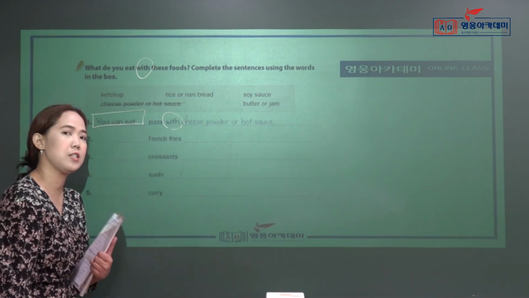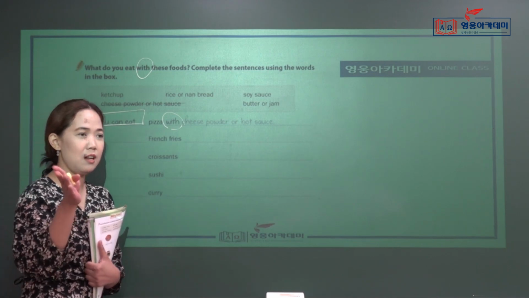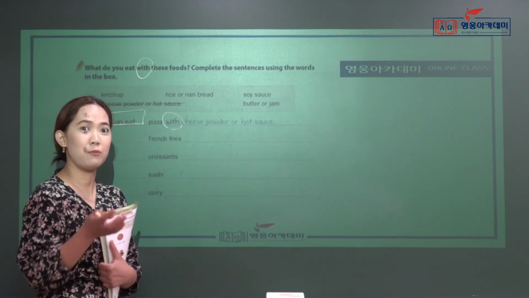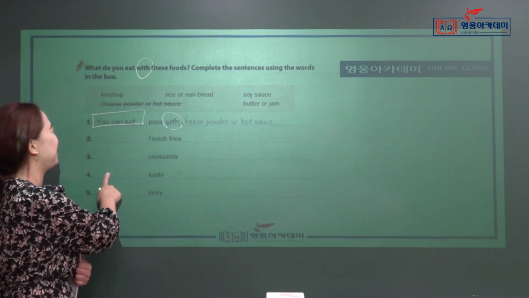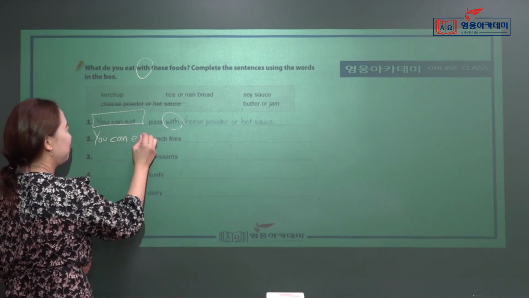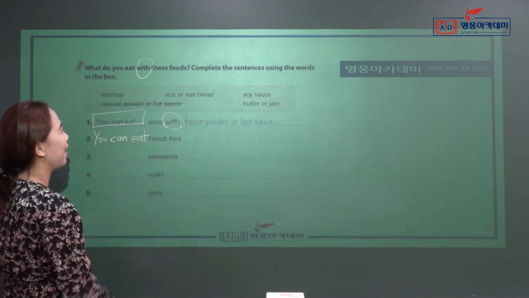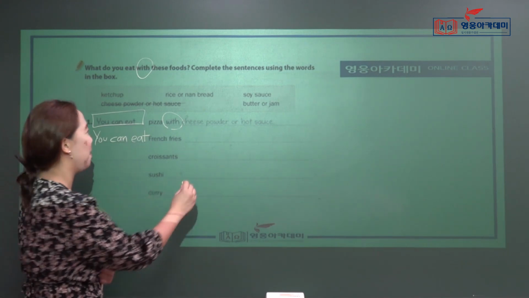All right, number 1, French fries. What do you eat French fries with, guys? With ice cream. When I was in high school, one of my friends used to eat French fries with ice cream. I'm serious. Okay, let's write your answers here. You can eat French fries. Of course, what is the answer? You can eat French fries with ketchup.